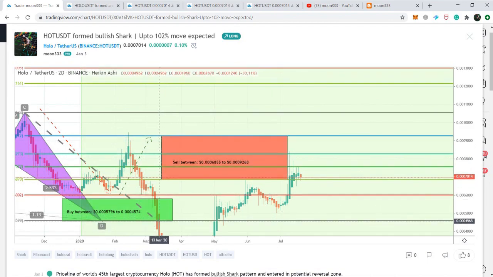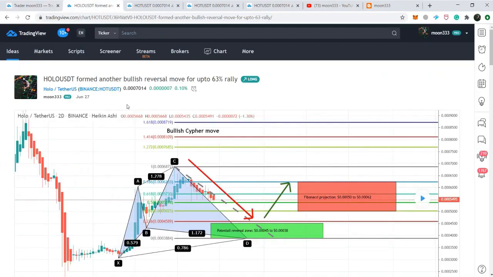And in my previous video, we again saw that the price action of Holo coin was forming the final leg of this bullish cipher pattern. This was the initial leg, then it was retraced between 0.382 to 0.618 Fibonacci retracement level. Then it is projected between 1.272 up to 1.414 Fibonacci projection of the X to A leg. And then we need the final retracement between 0.618 to 0.786 Fibonacci retracement level. And this is the retracement of the X to C leg.